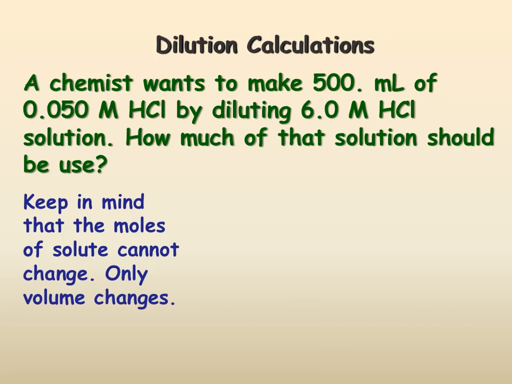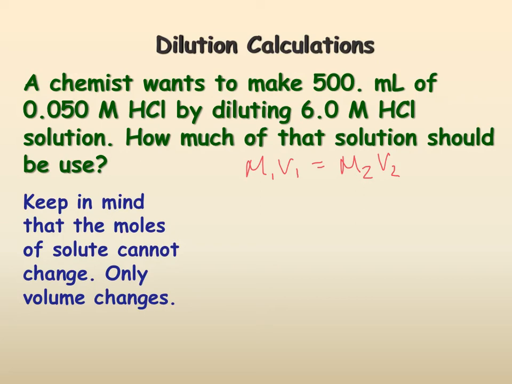So one more example of this. Again, it's another dilution sort of calculation, so you want to remember that M1V1, so starting molarity times starting volume, has to equal your ending molarity and your ending volume. So a chemist wants to make 500 milliliters of a 0.5 molar hydrochloric acid by diluting 6 molar hydrochloric acid. How much of that solution should he use?